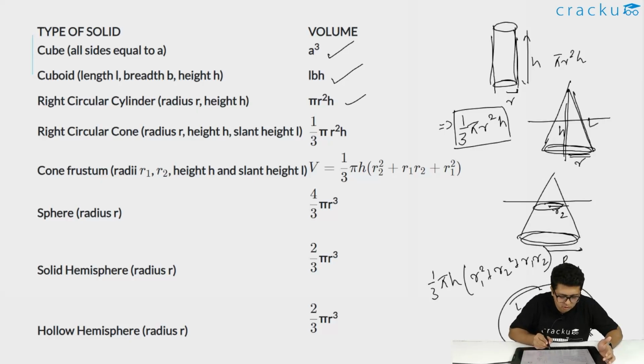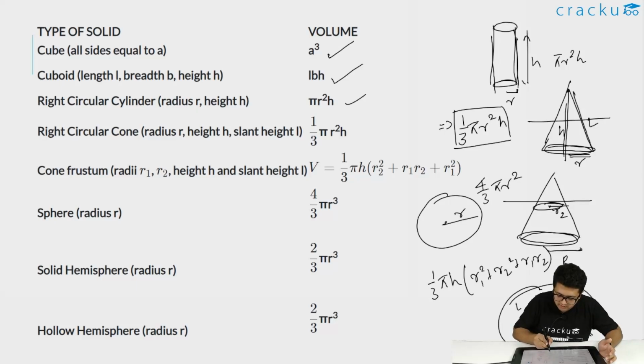A sphere is 4 by 3 pi r cube. A sphere is a spherical object with radius r. So it's basically a ball. A ball is a sphere. So the volume would be 4 by 3 pi r cube.